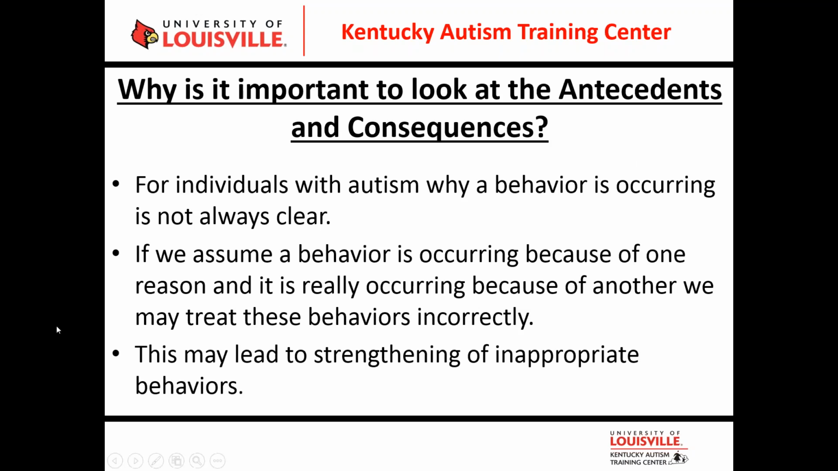So for individuals with autism and other disabilities, it may not always be clear. We don't want to assume the behavior is occurring because of one reason when it's really occurring because of another reason. So we may treat those behaviors incorrectly, and we may lead to strengthening those inappropriate behaviors. So we really want to make sure we're looking at that function before we put this in place, in order to determine what communicative response we can use.